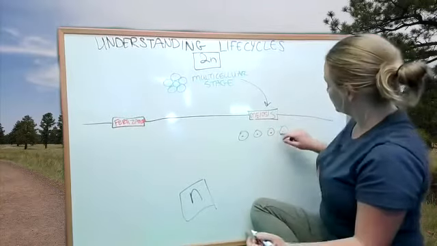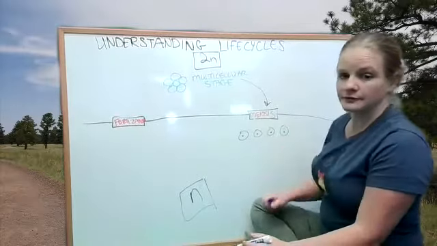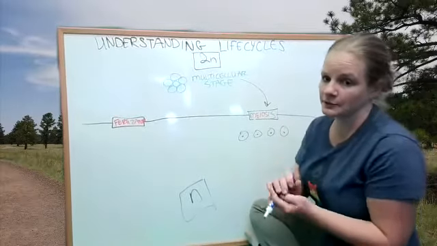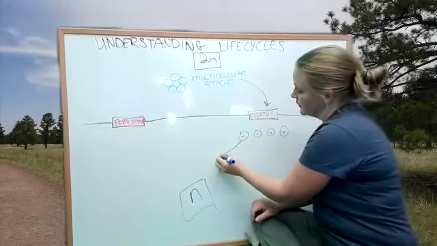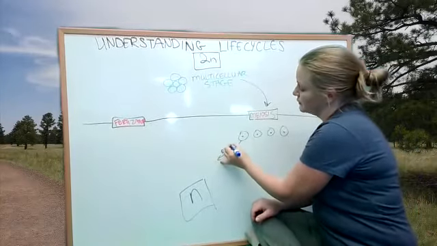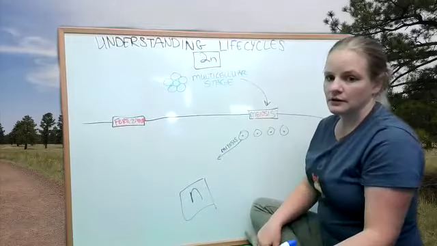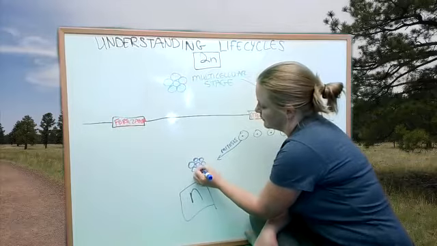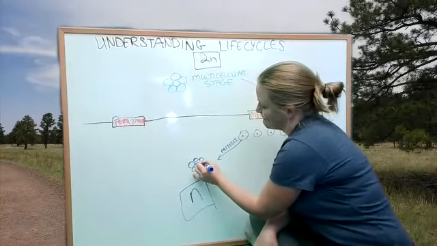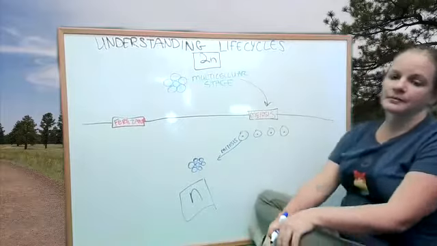To make 4 haploid cells. Here's what's different about plants. These haploid cells will undergo mitosis to make a multicellular haploid stage.